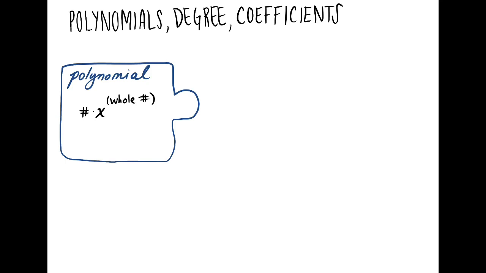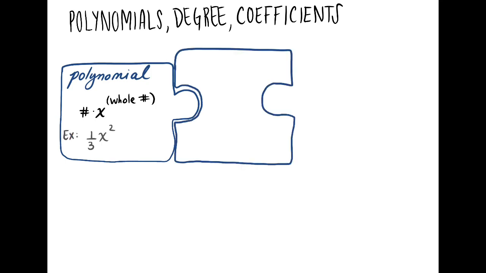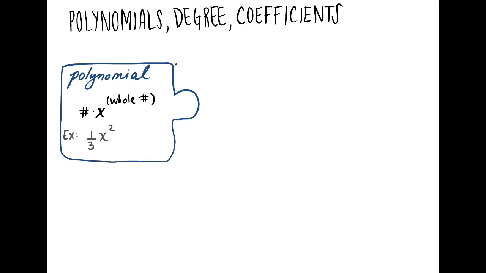So a polynomial, all it is, you have a number times some variable and it has an exponent that is a whole number. So that's our definition of a polynomial. An example of that would be 1/3 x squared. So 1/3 is a number multiplying the x, and the little 2 is the exponent. It's a whole number, so it is a polynomial.